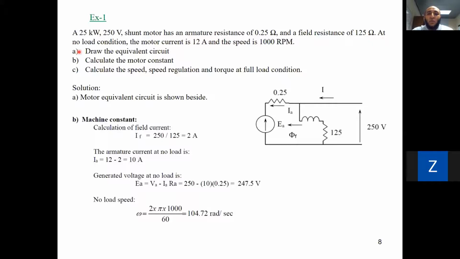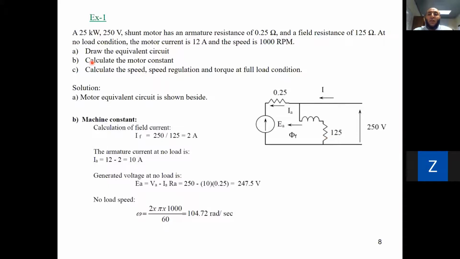At no load condition, the motor current is 12 amps and the speed is 1000 RPM. What's required here? First, draw the equivalent circuit for this case. We know the case here is a shunt motor. So simply we can plot the armature circuit in parallel with the field circuit, and we can write the values of resistance: 0.25 for armature and 125 for field resistance.